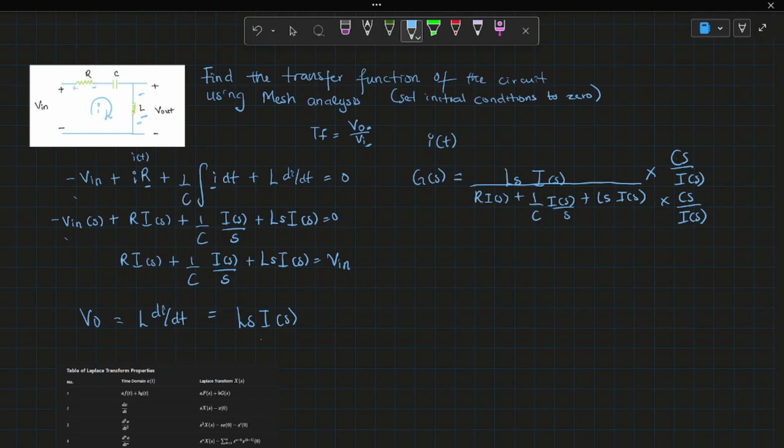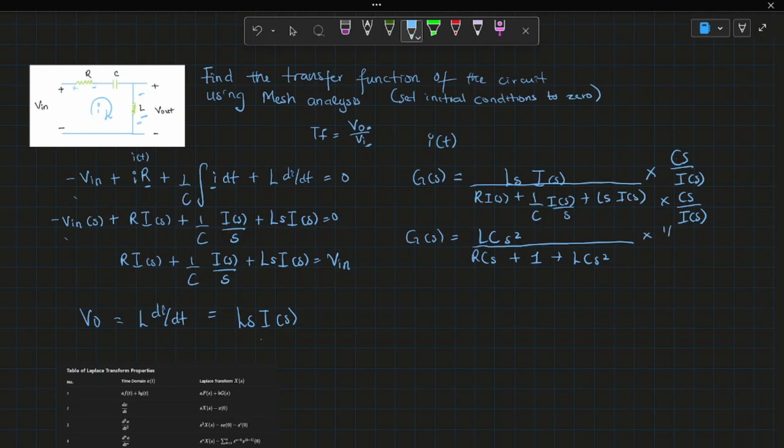Once you do this, you're going to get LCs squared all over RCs plus 1 plus LCs squared. Now you can further simplify this so that only s will be at the numerator, because usually that's how these kinds of transfer functions look.